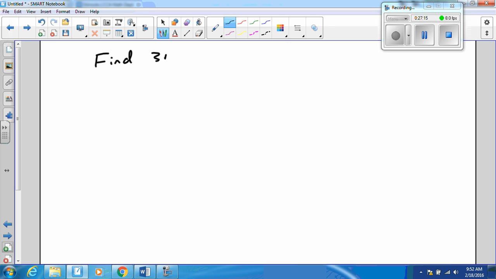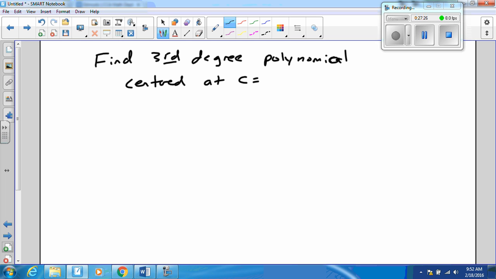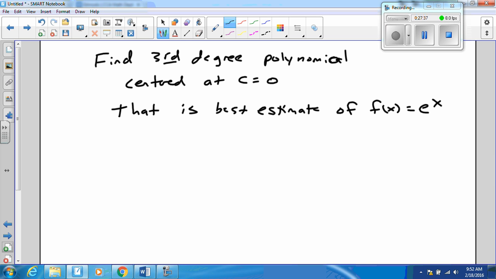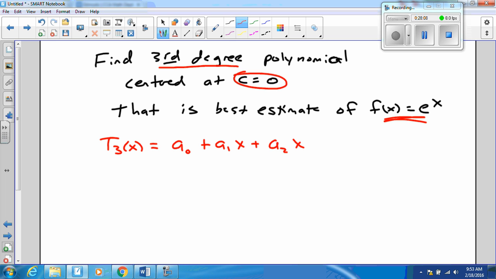Okay, so here's the way things will present to us. Find a third degree polynomial centered at c equals 0 that is the best estimate of f of x equals e^x. Notice how it's presented. We have a degree and a center, and we have a function that we're trying to estimate. That's how the problem presents itself. Let's do this the long way, and we'll take that long way and try to turn it into a shorter way. The long way is that we're going to explicitly write out T3 of x.